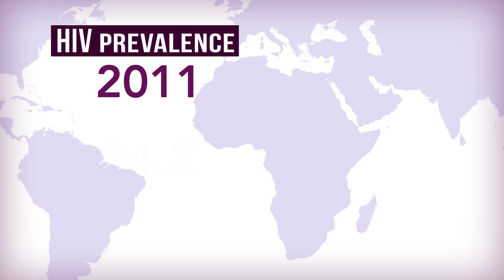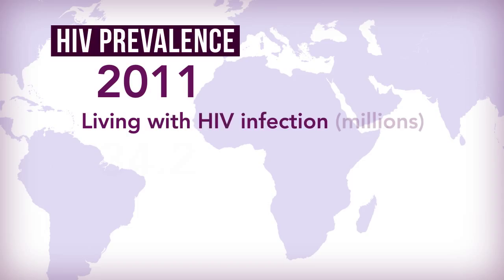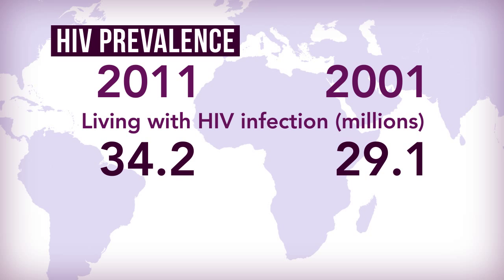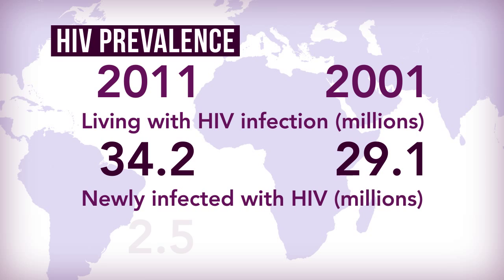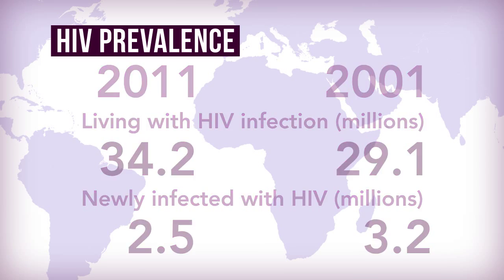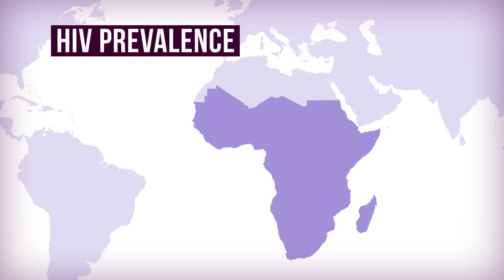In 2011, the United Nations estimated that over 34 million persons were living with HIV infection, as compared to 29 million in 2001. 2.5 million people were newly infected in 2000 as compared to 3.2 million in 2001. Of these new infections, 2/3 occurred in sub-Saharan Africa. Sub-Saharan Africa continues to be the most affected continent, followed by Eastern Europe and the Caribbean.